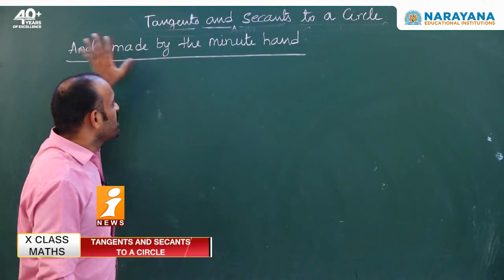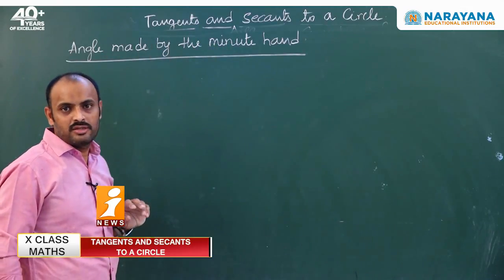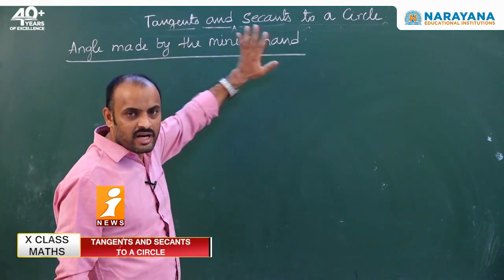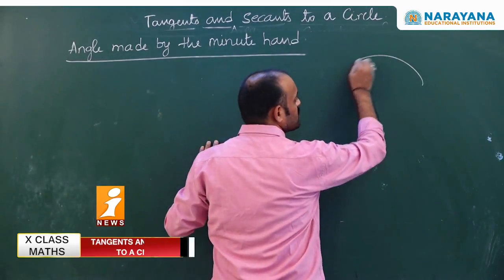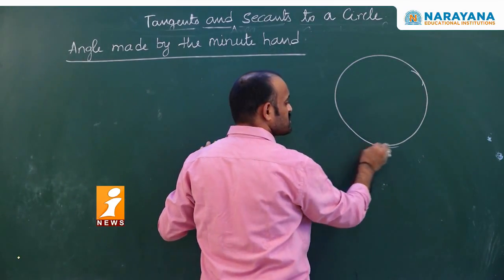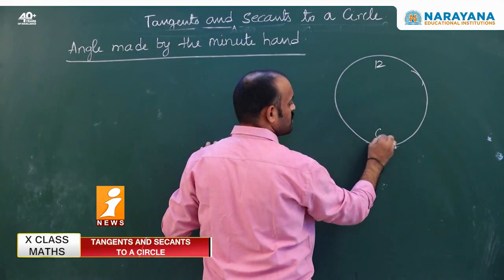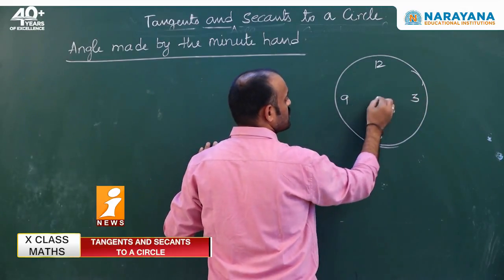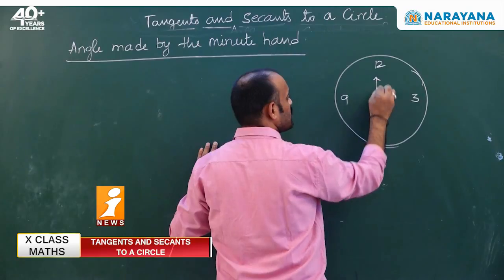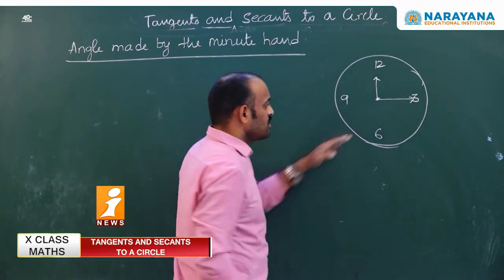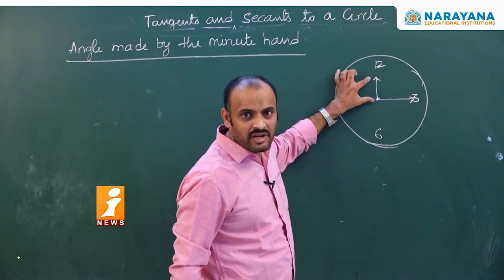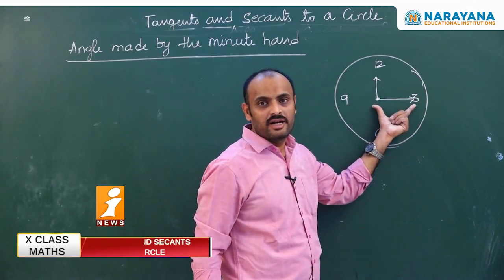See, the angle made by the minute hand in 1 minute. If you consider this as the clock, the smaller one is the hour hand and the bigger one is the minute hand.